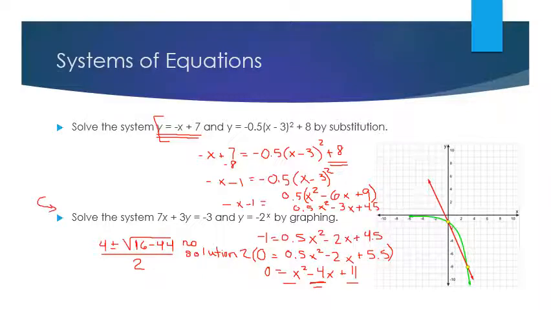Okay, now even though I've messed up my screen a little bit, let's look at this other one. Solve the system 7x plus 3y equals negative 3 and y equals negative 2 to the x by graphing. Well, we've got this handy tool, Desmos.com. I'd like you to have it open in a tab when you get to your test. And you can see that this first one is a linear equation.